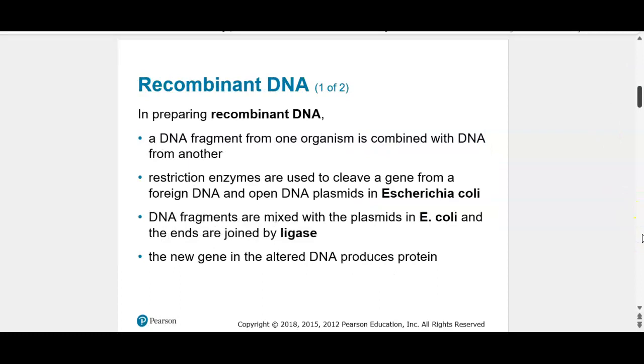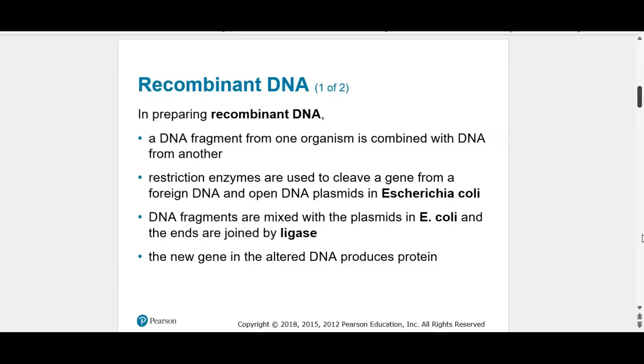In preparing recombinant DNA, you use a restriction endonuclease, it's called a restriction enzyme, to remove a gene from a foreign DNA and also open DNA plasmids in Escherichia coli bacteria. Now, a restriction enzyme recognizes a specific sequence in the DNA, and it will cleave the DNA at that point, wherever that sequence shows up.